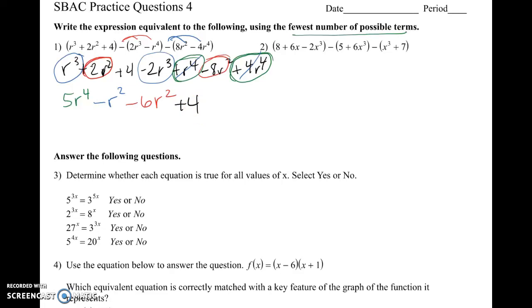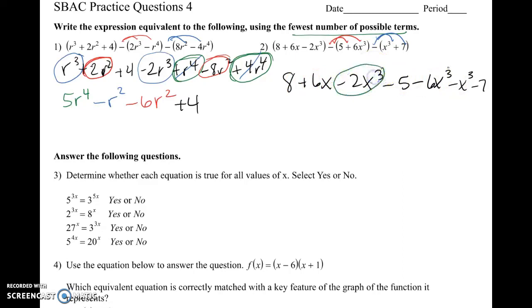For question number 2, same thing. I have 8 plus 6x minus 2x cubed. I need to distribute this negative here, and I get negative 5 minus 6x cubed. And I need to distribute this negative, so I get negative x cubed minus 7. Now if I combine like terms, my highest exponent I see is a cube. So I have a cube term here, a cube term here, and a cube term here. So negative 2 minus 6 is negative 8, minus 1 is a negative 9x cubed.